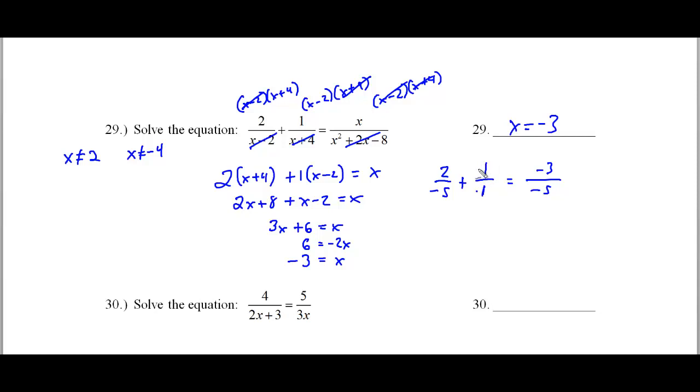So to turn this into a common fraction, or a common denominator, again, this is all checking my work here, I turn this into negative 5 over negative 5. And what this would give me is negative 3 over negative 5, which is equal to negative 3/5. Oh, look, and lo and behold, double negative properties come in. So I've got 3/5 is equal to 3/5, and it checks out. X equals negative 3 is my answer.